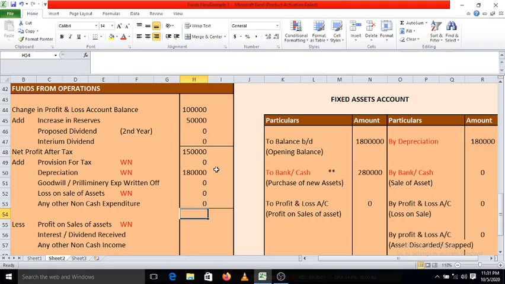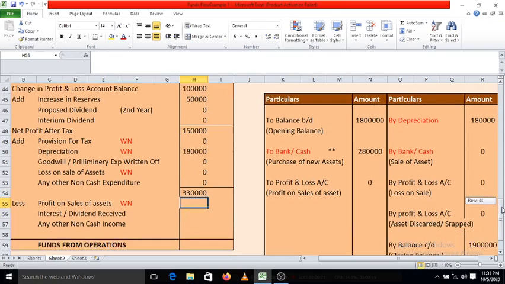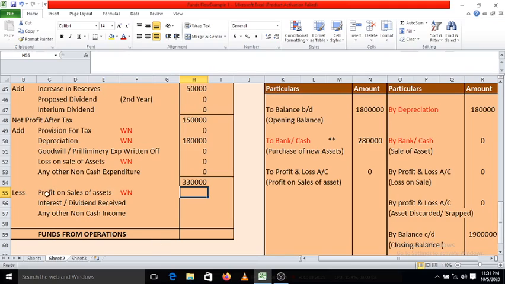Otherwise we can record only as many items as come up. Any other non-cash expenditure: no, zero. So if I take the total again, now that is 1,50,000 plus 1,80,000. You take the total; I will take it in Excel, you can check with the calculator. That comes to 3,30,000. Now after this we are supposed to deduct some items. First, the profit on sale of asset. We have already prepared the fixed asset account; there is no profit on sale of asset, zero. Interest or dividend received, no information, zero. Any other non-cash income, no, zero. Since there is nothing to be deducted, the net will be against the same amount, 3,30,000. So this is the funds from operations.